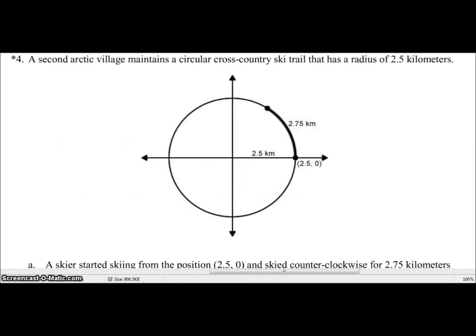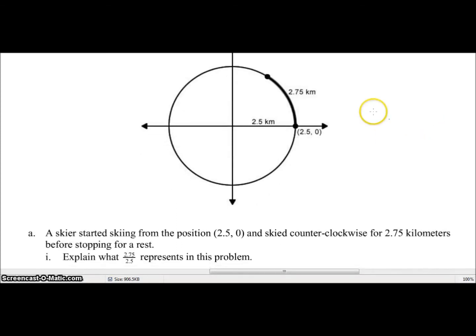An Arctic village maintains a circular cross-country ski trail that has a radius of 2.5 kilometers. A skier started skiing from the position 2.50 and skied counterclockwise for 2.75 kilometers before stopping for a rest. Explain what 2.75 over 2.5 represents in this problem. Let's see, 2.75 kilometers divided by 2.5 kilometers.